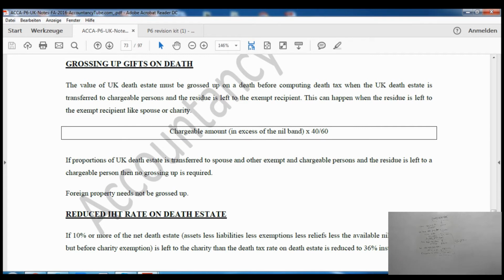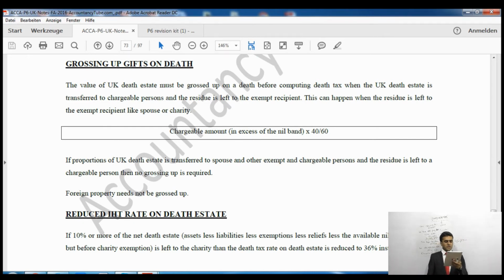right? So that's what it says in the notes. How to gross it up, we'll see in the notes now. So the value of the UK death estate may be grossed up on a death before computing death tax, when the UK death estate is transferred to chargeable persons and the residue is left to the exempt recipient. So what he is doing is saying that I will give this property to my son, that property to my daughter, and the remaining amount to my wife. Now the wife is an exempt party. If he is giving the remaining residual amount to the exempt party or the political party or the charity or for national purposes, then we'll have to gross up that amount.